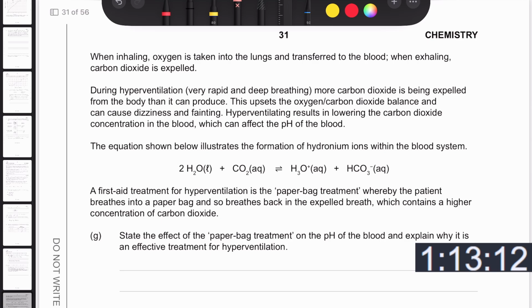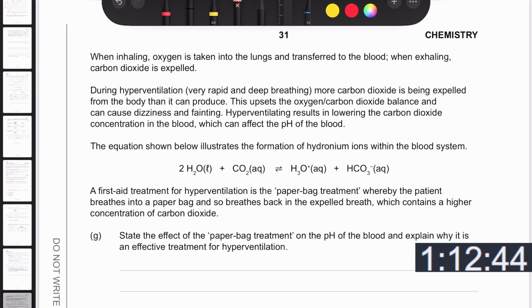When inhaling, oxygen is taken into the lungs and transferred to the blood, while exhaling, carbon dioxide is expelled. During hyperventilation, very rapid and deep breathing, more carbon dioxide is being expelled from the body than it can produce. This upsets the oxygen-carbon dioxide balance and causes dizziness and fainting. The hyperventilating results in lowering the carbon dioxide concentration in the blood, which can affect the pH of the blood. The equation shown below illustrates the formation of hydronium ions within the blood system.